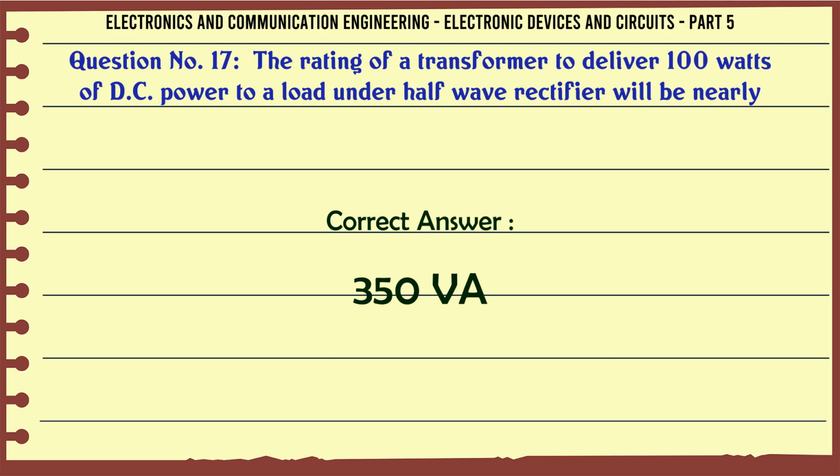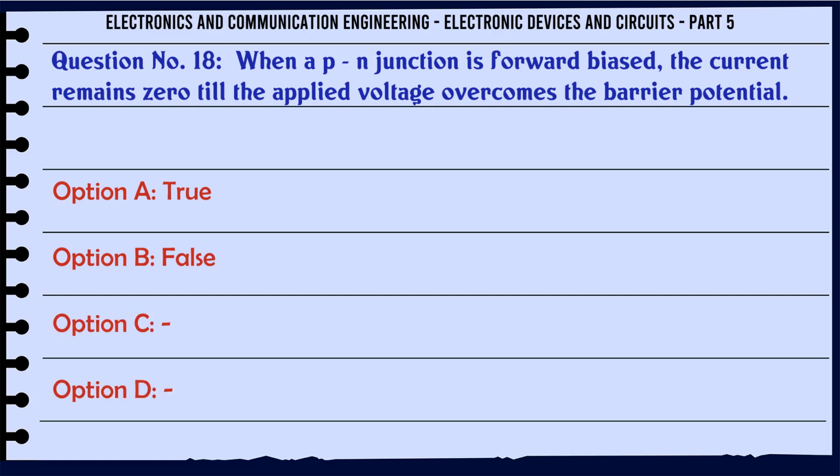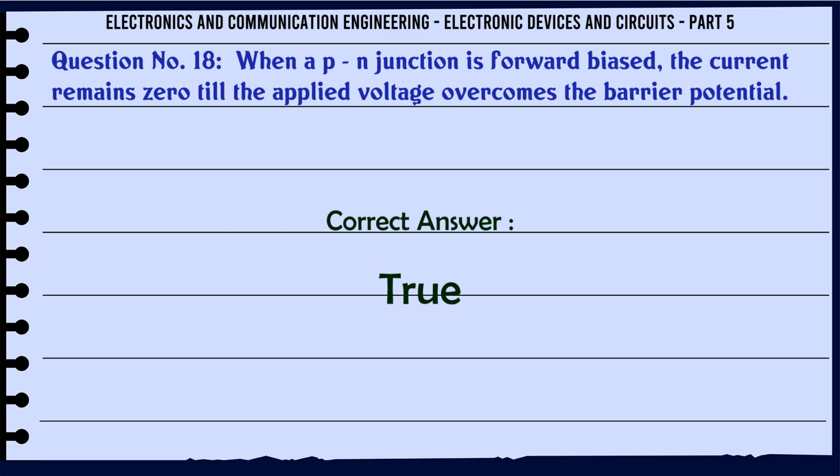When a PN junction is forward biased, the current remains zero till the applied voltage overcomes the barrier potential. A: True, B: False. The correct answer is true.